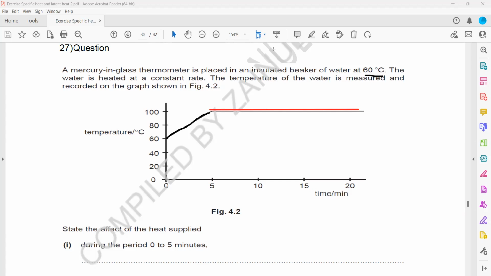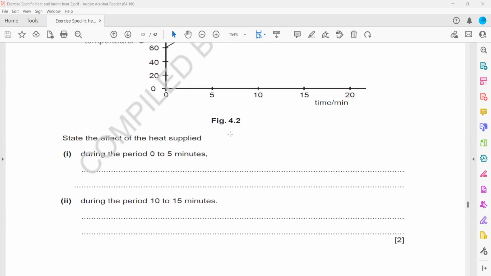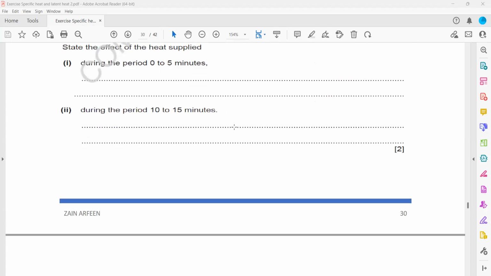Not water. Place in a, yeah, water. Yeah, I thought it was mercury. But the mercury thermometer is there and the water is a liquid. So you can mention that the water boils from 10 to 15.